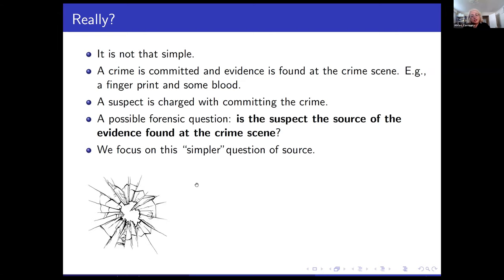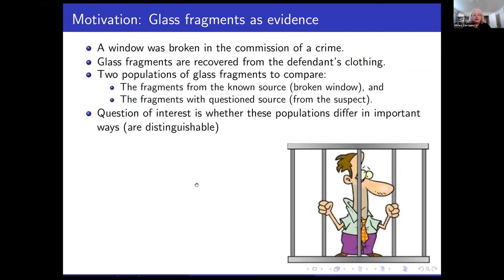I'm going to use glass fragments as a motivating problem because things are easy to understand from a statistical point of view. So let's suppose that a window is broken in the commission of a crime. Somebody robbed a house, and to get into the house, they broke a window. You get a defendant and you recover glass fragments from the defendant's clothing. Before you conclude that must be the guy who broke the window, an interesting factoid is that most of us walk around with at least some minute glass fragments embedded on our clothing from background sources of glass.